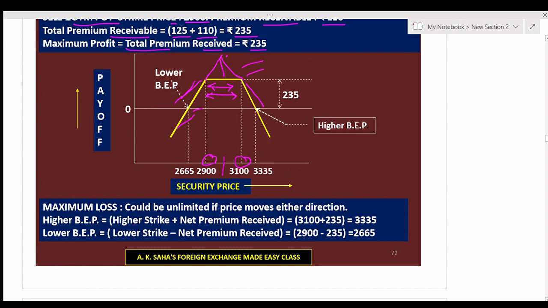Higher BEP is higher strike price plus net premium received, that is equal to 3100 plus 235 is equal to 3335. So this is the higher strike price 3100 plus total premium received, it will be the higher BEP, that is 3335, and the lower BEP means lower strike price, 2900, minus 235, the premium received, it will be 2665. Come to table.